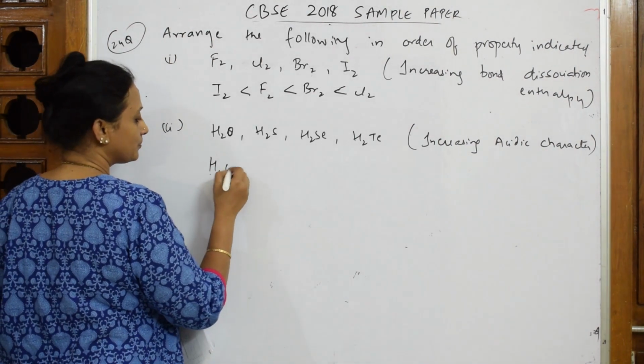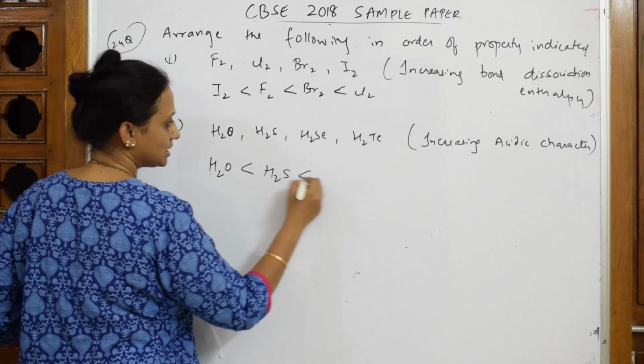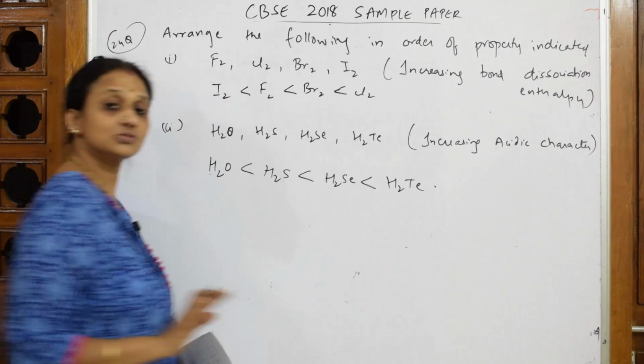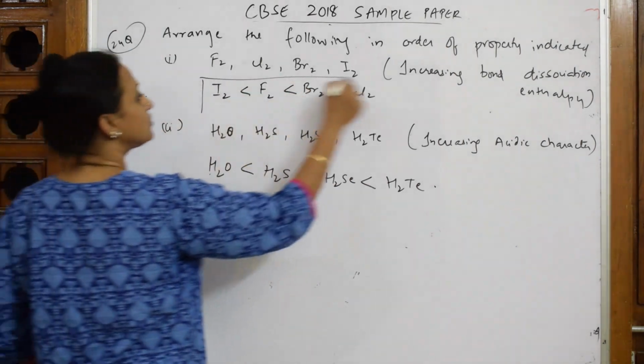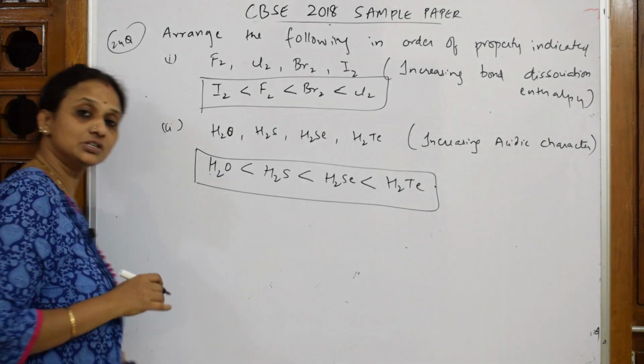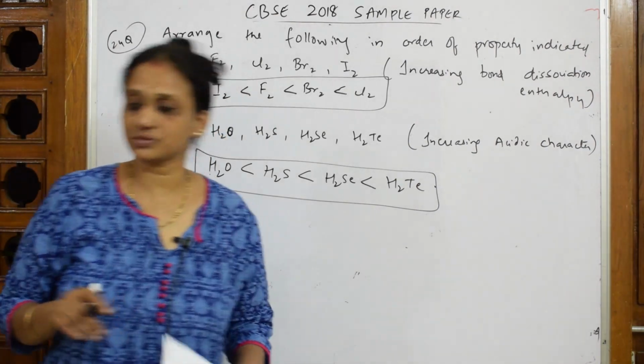So H2O < H2S < H2Se < H2Te. So this is the order. For the first one, I'm not giving the reason here. I'm again mentioning, please go back and watch the P block elements board papers.